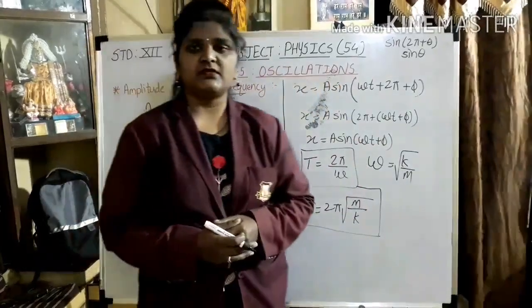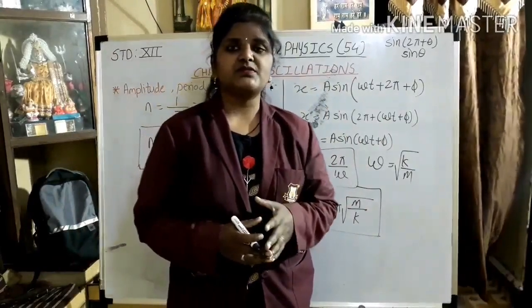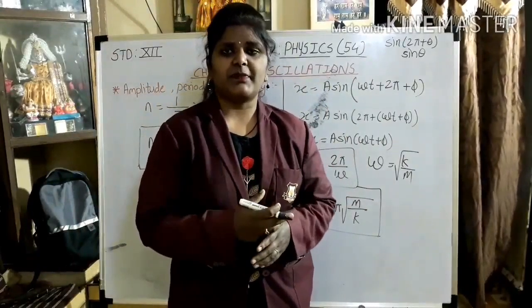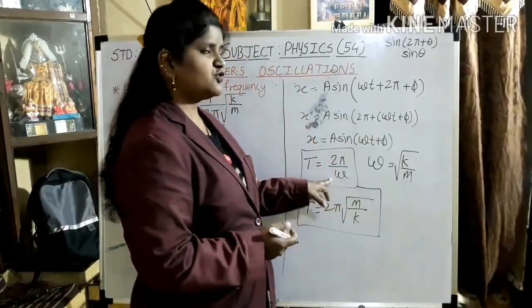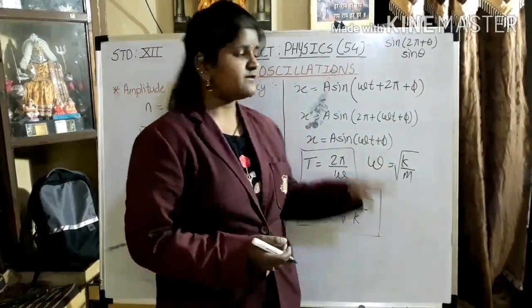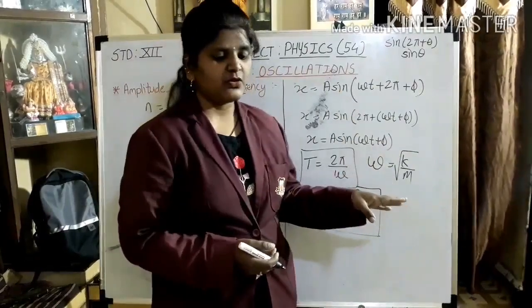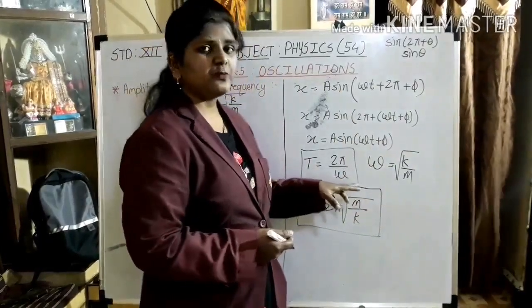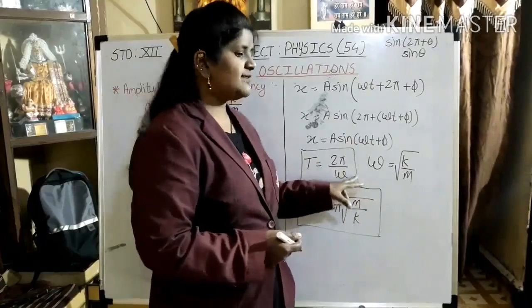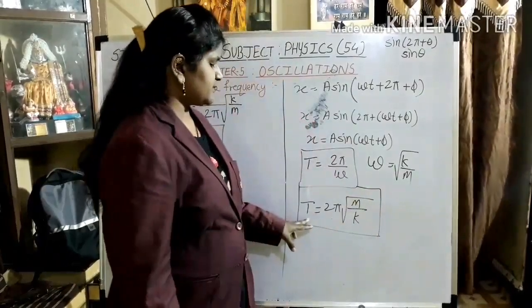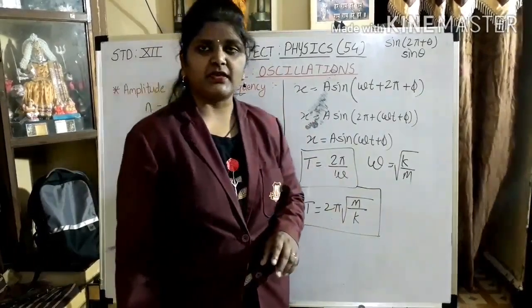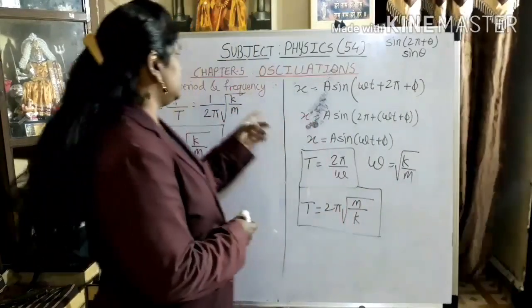Then period. What is period? Period means the time taken by a particle to complete one oscillation. That time comes out to be 2 pi by omega. We have derived the equation for the same. After putting the value for omega as under root k by m, we got this equation: 2 pi under root m by k. And after that we saw frequency.